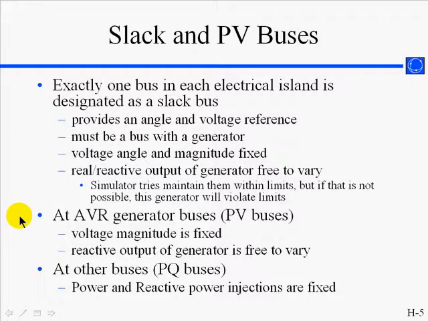Other buses that contain generators are normally referred to as AVR generator buses, or automatic voltage regulation buses, or PV buses. The voltage magnitude is fixed or specified by a set point in the generator. The reactive output of the generator is free to vary in order to maintain that voltage set point. And most other buses in the system are PQ buses, or load buses, where the real and reactive power injections are fixed and specified.